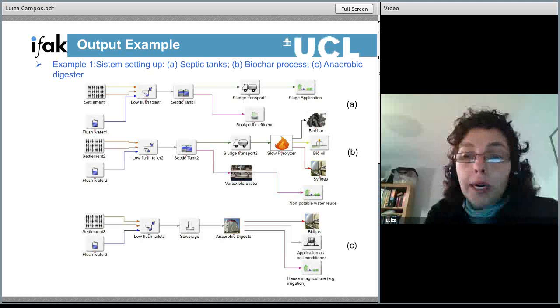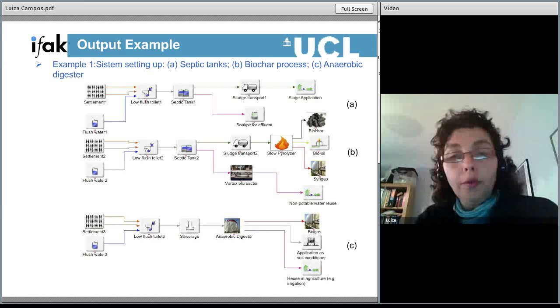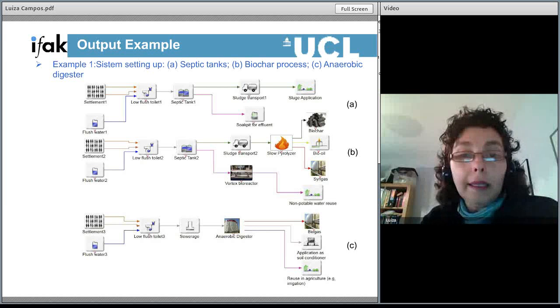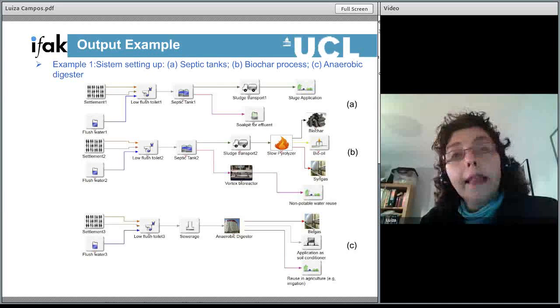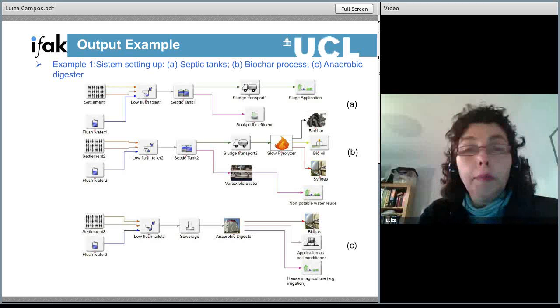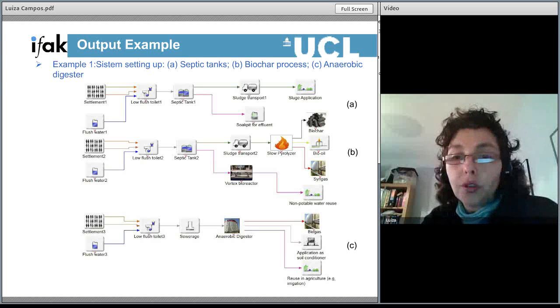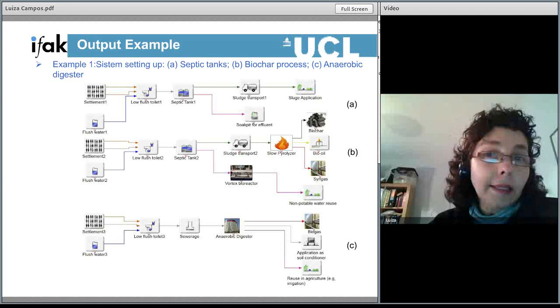The final one, letter C, shows that instead of going through a septic tank, the wastewater is being collected by a piping system and then going to an anaerobic digester that will produce biogas, and the effluent of the anaerobic digester would be used in irrigation and also in soil conditioning. Next slide, please.